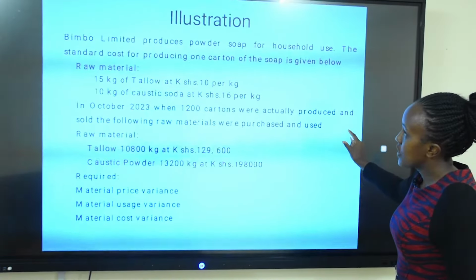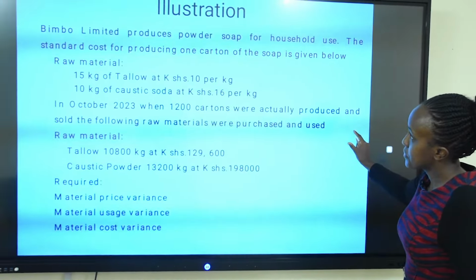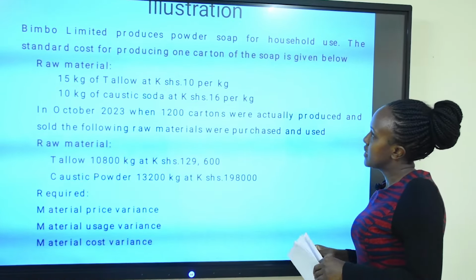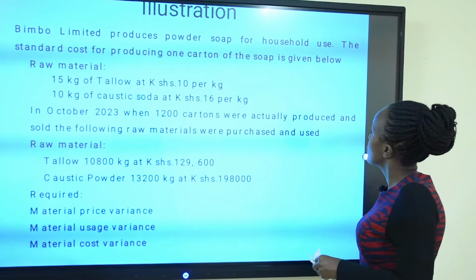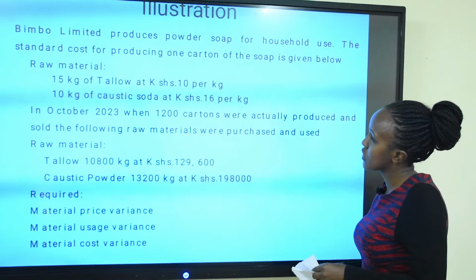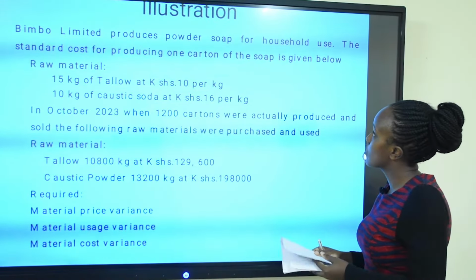So we have a question here, an illustration. It says that Bimo Limited produces a powder soap for household use. The standard cost for producing 1 carton of the soap is given below. So for you to produce 1 carton of the soap, you're going to require these raw materials. There are 2 of them.